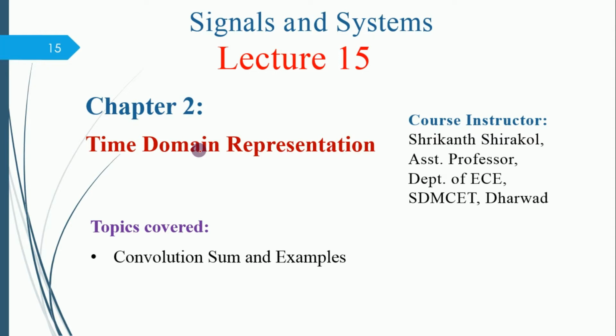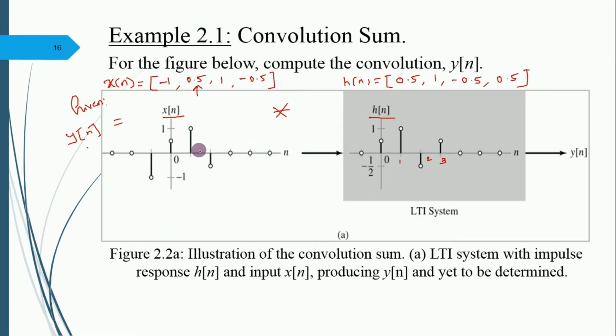The topics covered in today's lecture are convolution sum and examples. To summarize the previous class, we understood what a convolution sum is and how to derive the output of the convolution. We took one example and solved it graphically as well as with some alternative ways. We'll proceed to the next example.